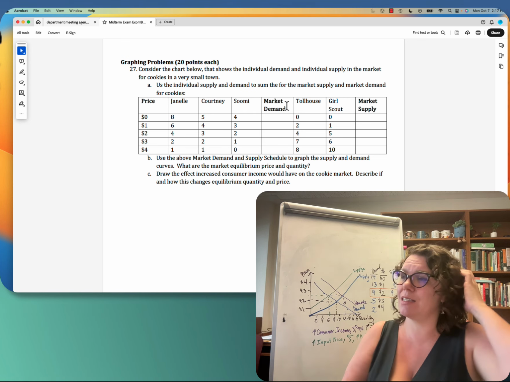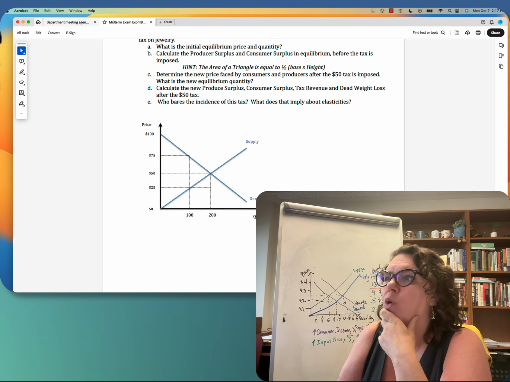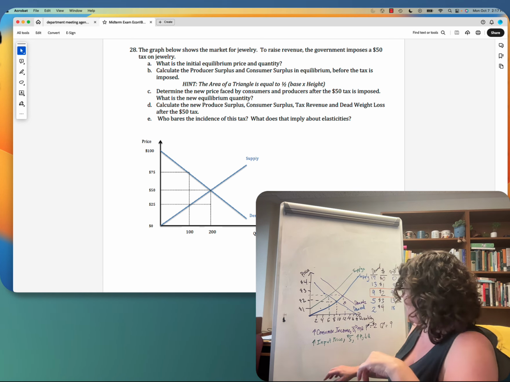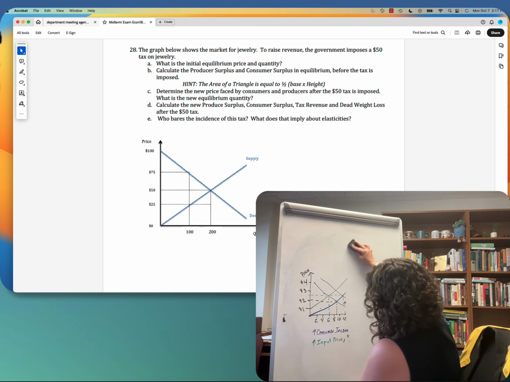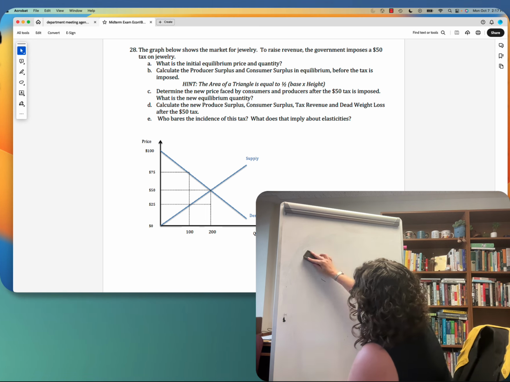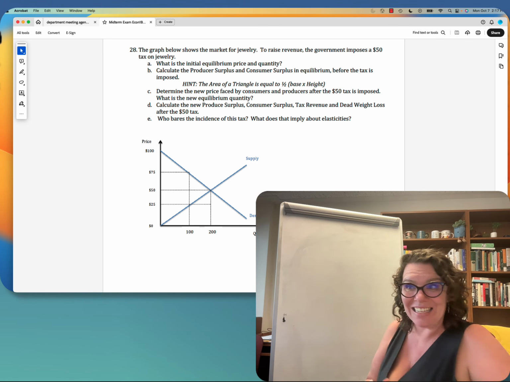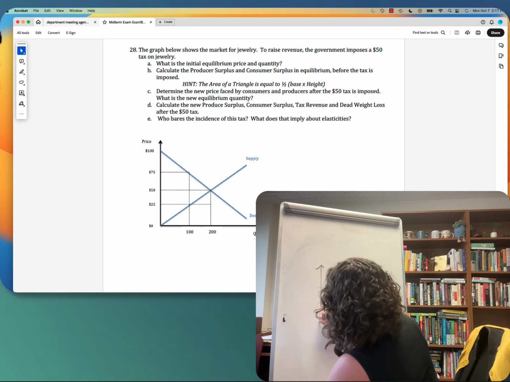Hopefully that makes sense. The next big graphing problem was this one, and people had a really hard time with this one. A lot of people struggled with this one, so we'll go over it again. And this is getting back to two big concepts that we did together, which were consumer welfare and the welfare associated with markets, and how we deal with taxes and what the effects of taxes are.